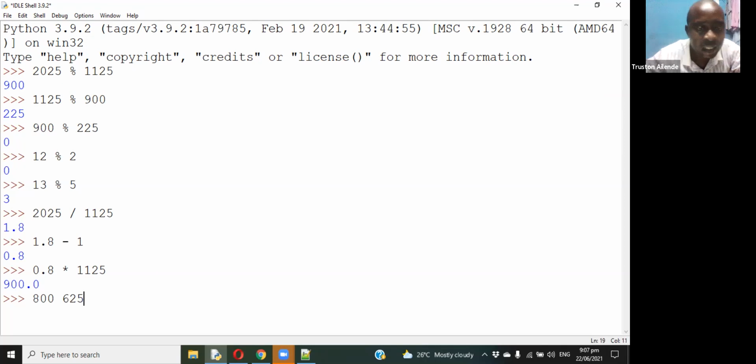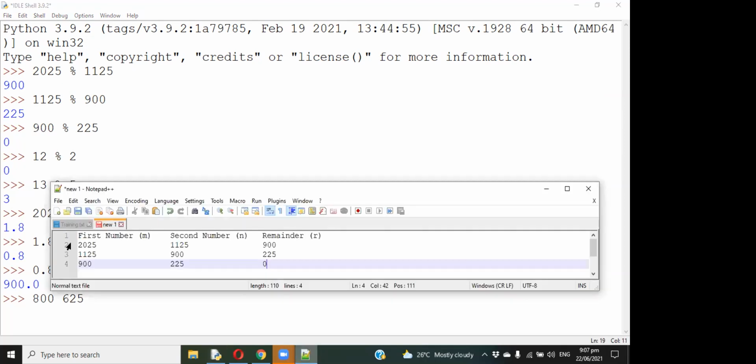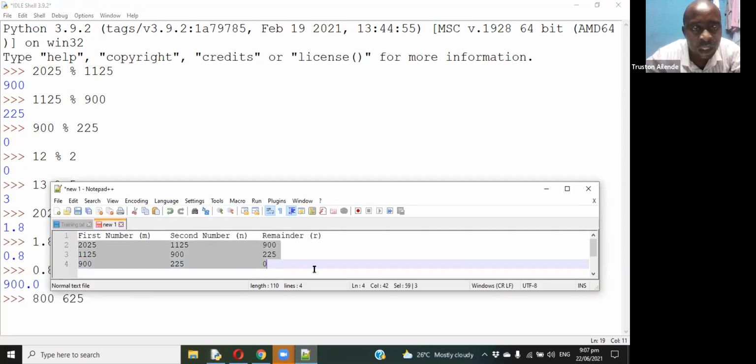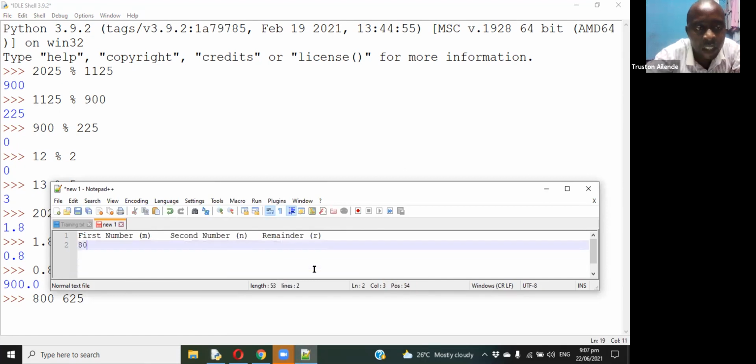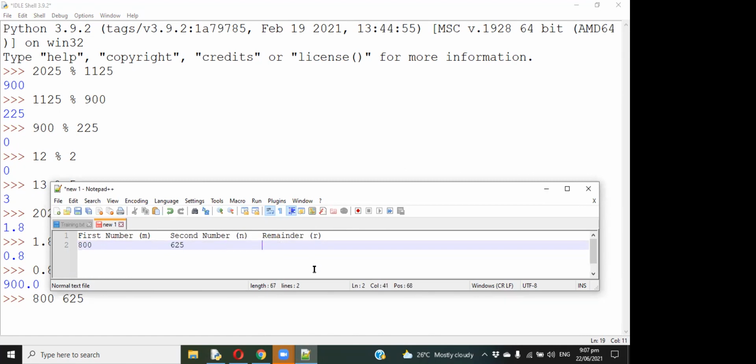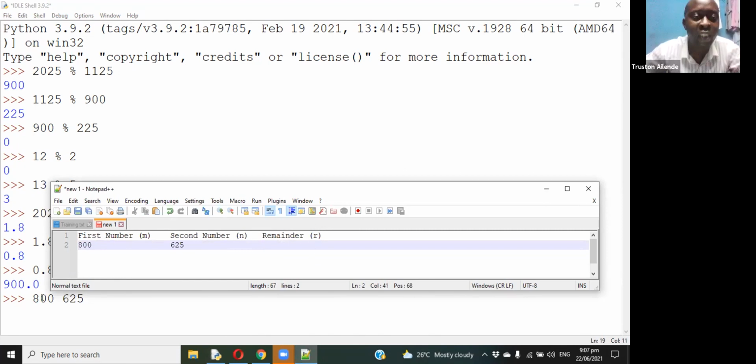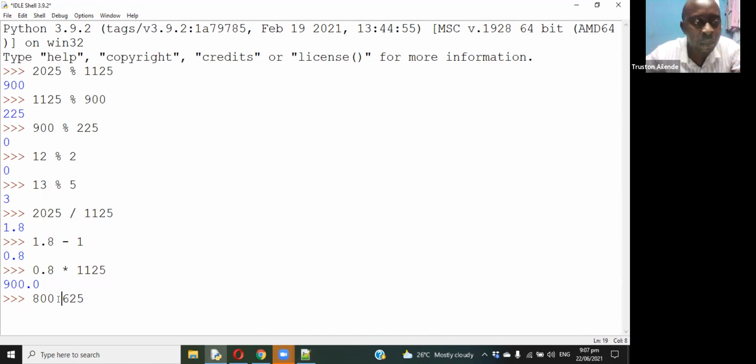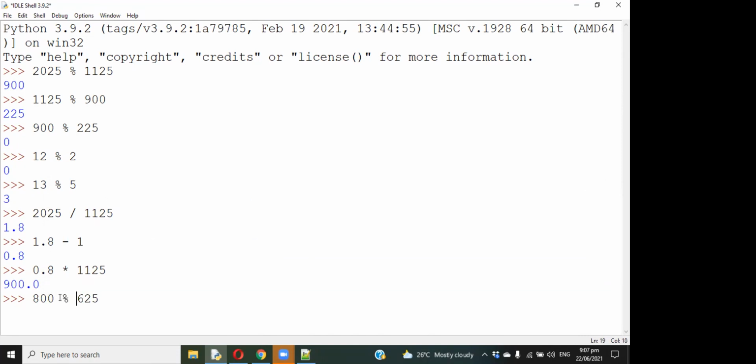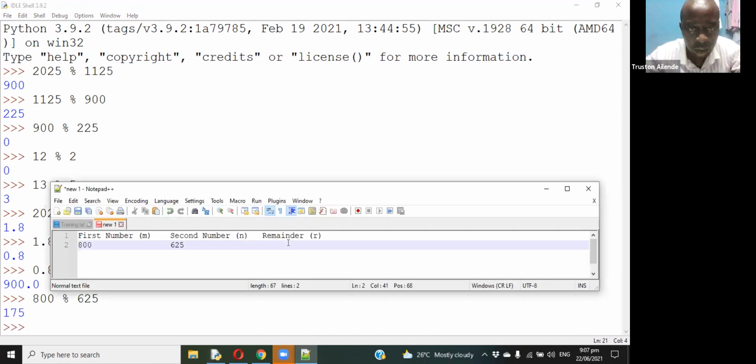Okay, so let's clean out this one first. First number is 800, right? Second number is 625. Please, as I'm going, create this either in a spreadsheet or in a table. It's the same thing. This modulo 625, what's the answer?